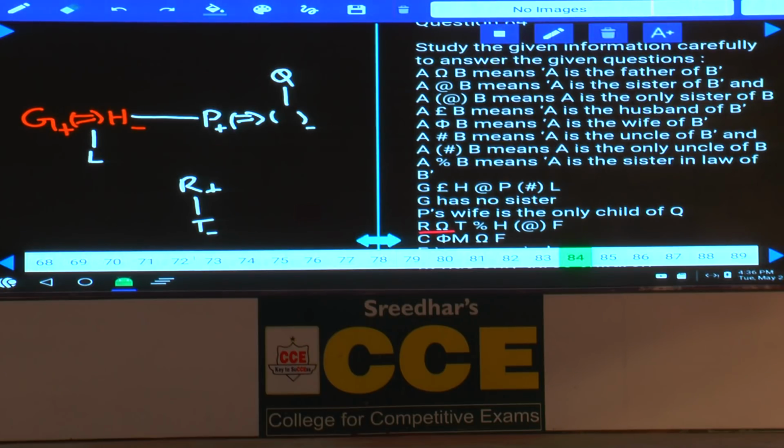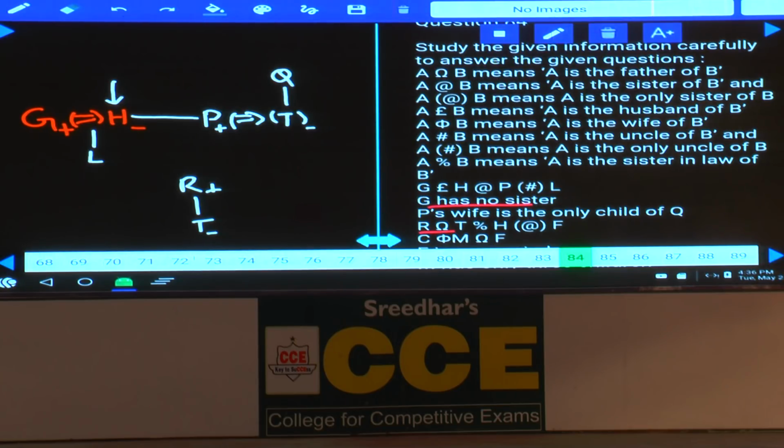As T is the sister-in-law of H, now tell me where should this T be. Sister-in-law must be two different cases. What are those two? H's spouse's sister, or H's sibling's, brother's wife. Brother's wife or spouse's sister. Out of which H's spouse's sister is not possible. Why? Because G is the only child, G has no sister. As G has no sister, T cannot be the sister of G. So T must be H's brother's wife. And who is H's brother? P. And P's wife is T.